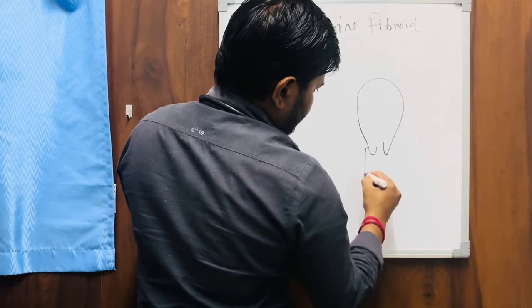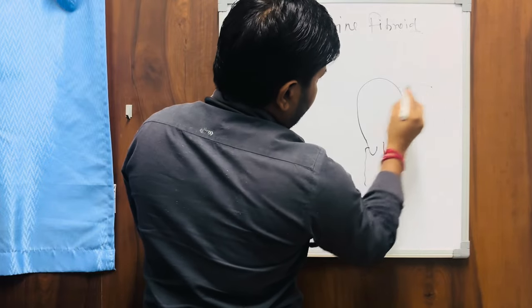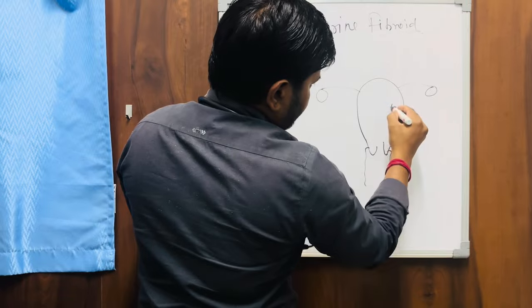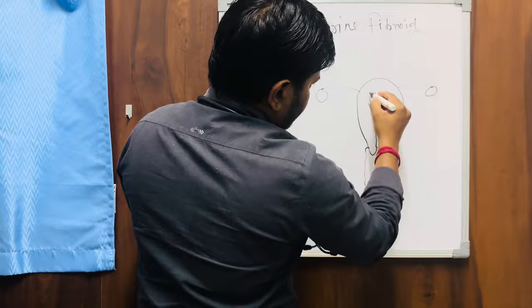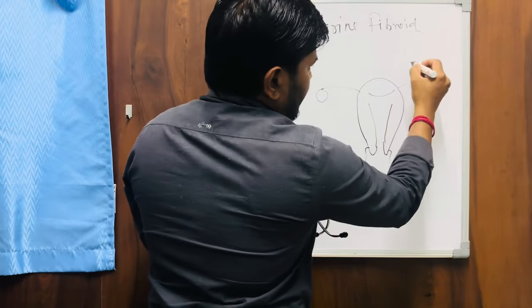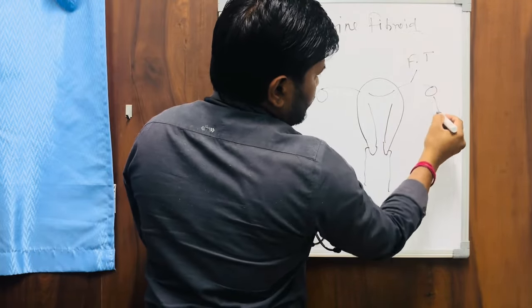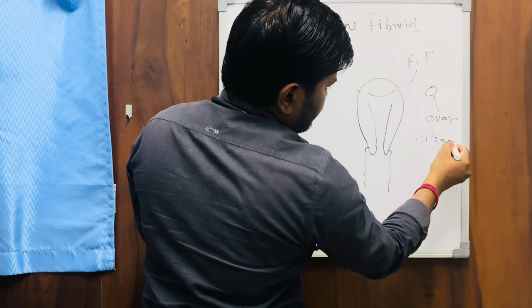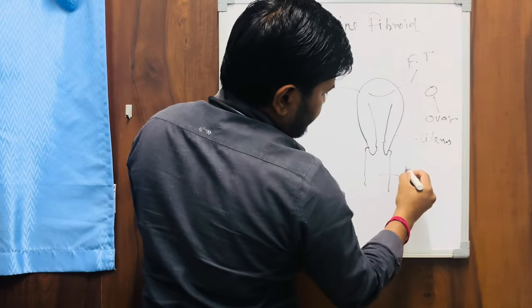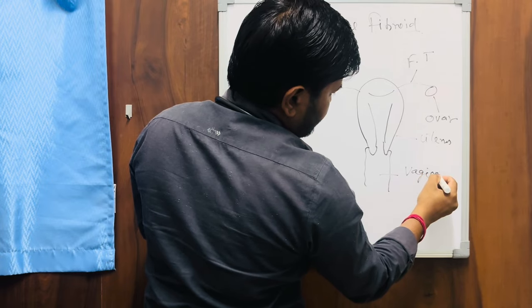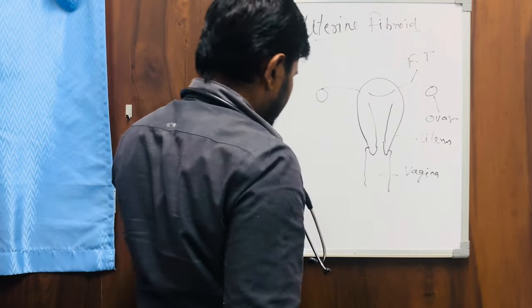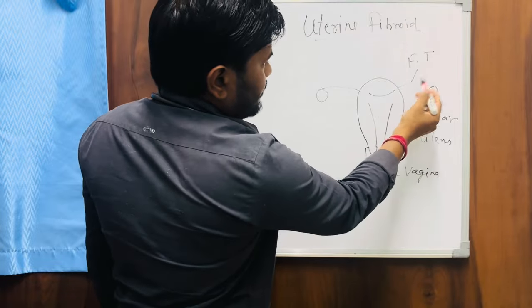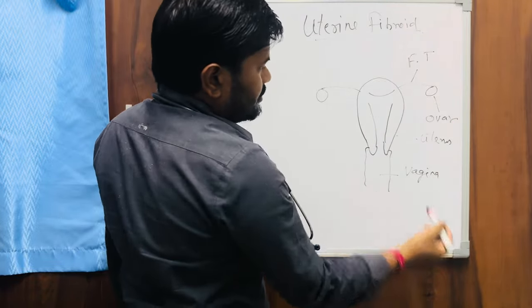This is the uterus. This is the fallopian tube, this one is the ovary, this one is the uterus, this full part is the uterus and this is the vagina. This is the genital part of a woman, or we can say the reproductive part of a woman.